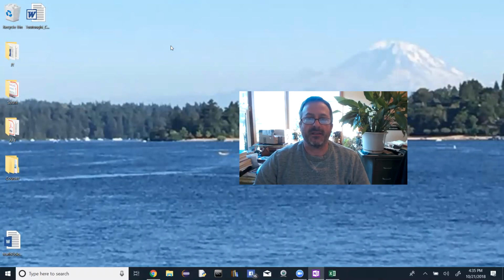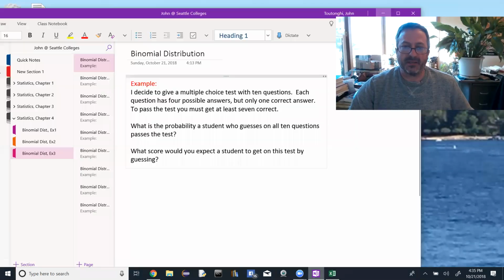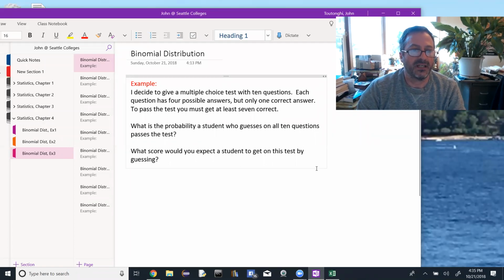Okay, so we're going to look at another example of a binomial distribution. Pull it up here. I decide to give a multiple choice test with 10 questions. Each question has 4 possible answers, but only 1 correct answer. To pass the test, you must get at least 7 questions correct. What is the probability a student who guesses on all 10 questions passes the test?